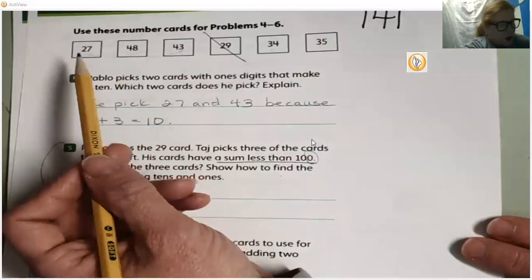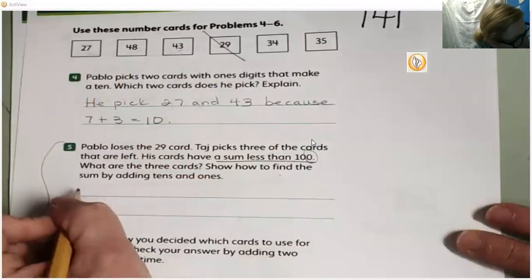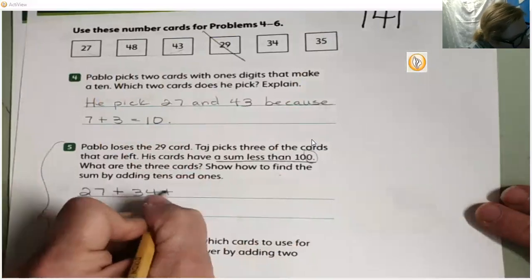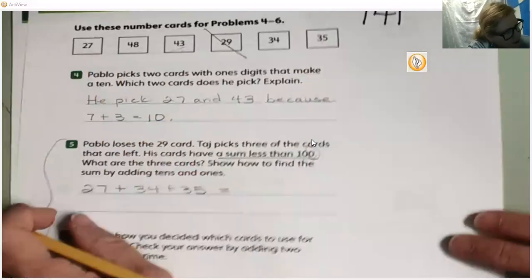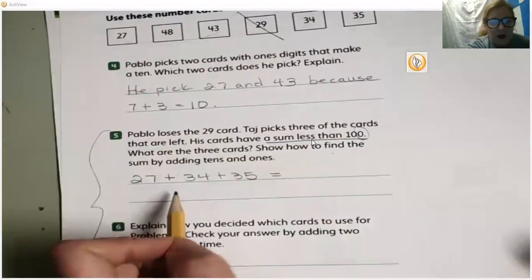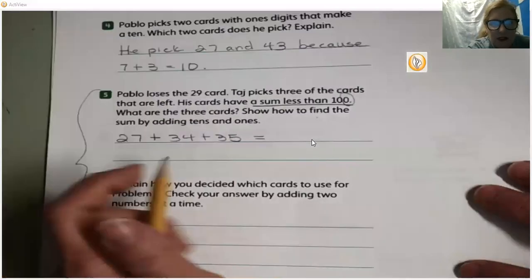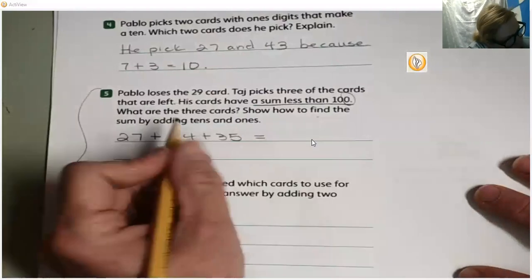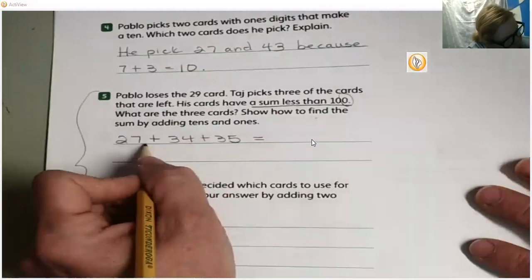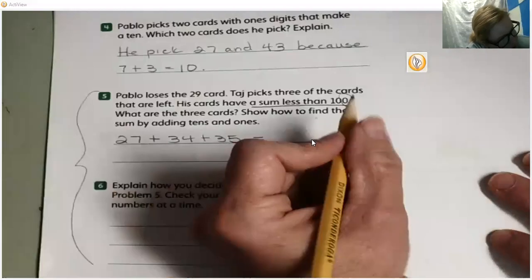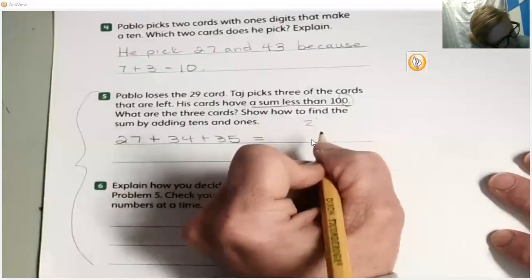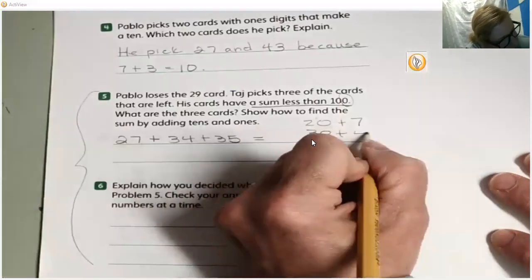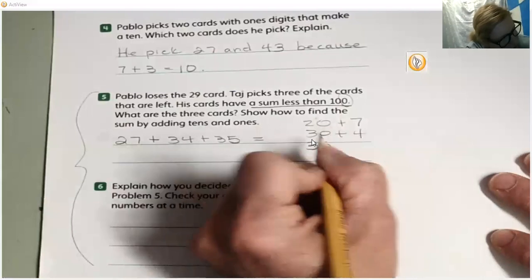We know we can't add one of the 4s, and we'll end up with 100, but we can add the 2. So we have 27 plus 34 plus 35, we hope, equals, let's see, can we make a 10? No, we can't make a 10 in the ones place, but it needs to be less than 100. Let's see if it is. So we have, let's see, 7 plus 4. I'm going to add them down like we did one before. So we have 20 plus 7, 30 plus 4, and 30 plus 5.